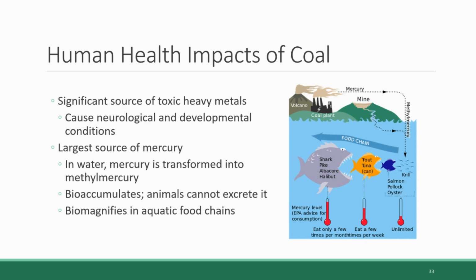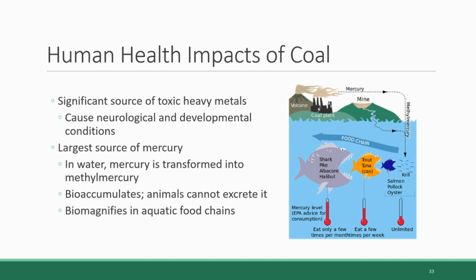So organisms at the lower level of the food chain get low levels of exposure, but as they're eaten in large quantities by the organisms above them on the food chain, the mercury levels accumulate in those higher level consumers to the point where they can be dangerous for us to eat.